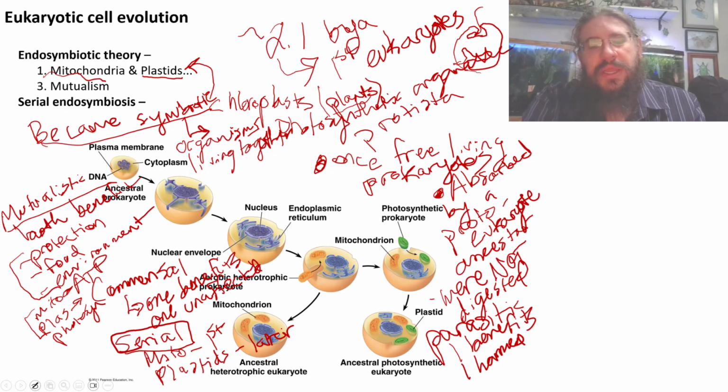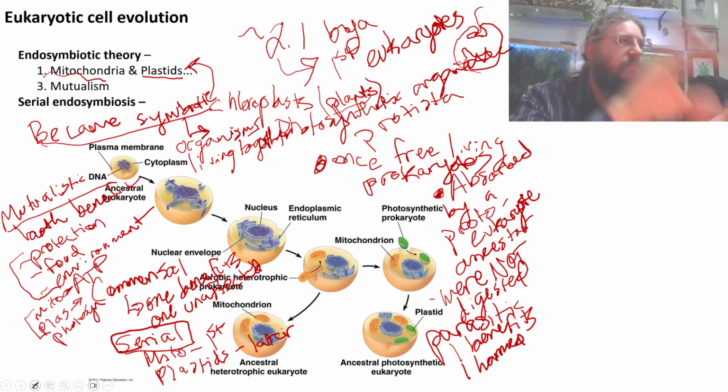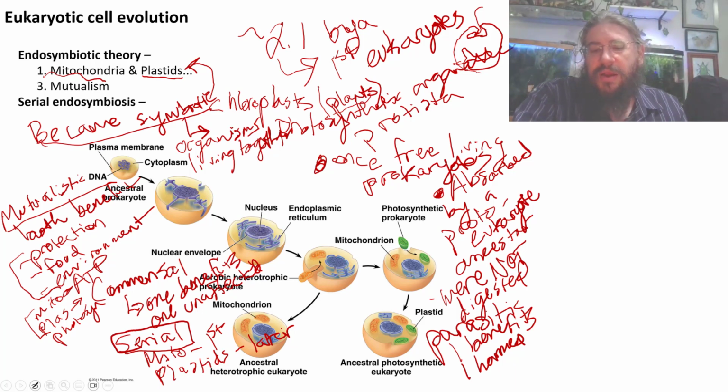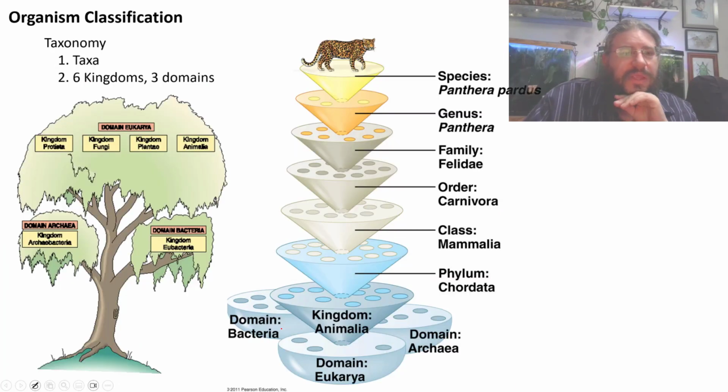And that's why only certain branches of eukaryotes are photosynthetic. So, not too bad. So this is serial endosymbiosis. Not so terrible. There's some cool stuff. Trying to keep time going. So, all right. Talk about basic classification.